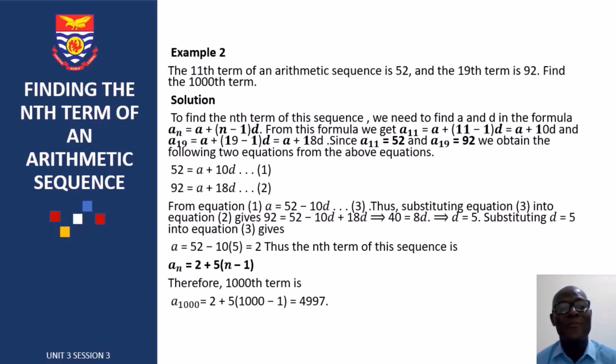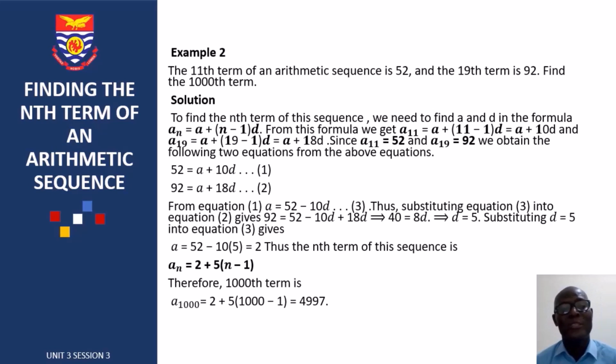So if you subtract 52 from 92, that gives 40, which is equal to A minus A, which is 0. Then we take 10D from 18D, that is 8D. So it means our 40 equals 8D. Then we divide through by 8, and that gives D is equal to 5. Then we can find A by putting that 5 either into equation 1 or into equation 2.